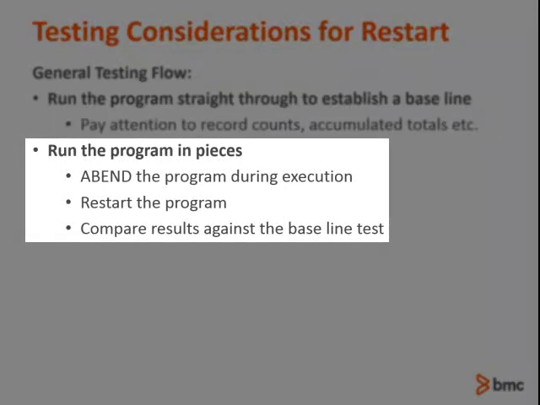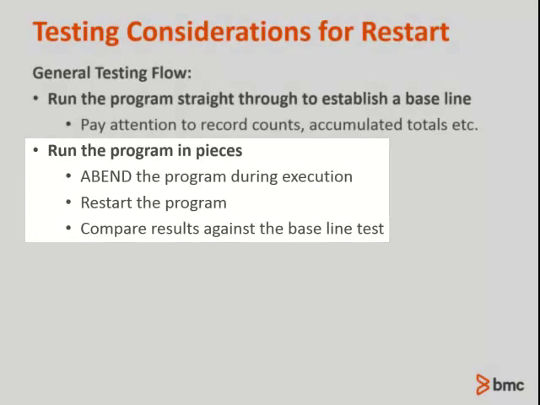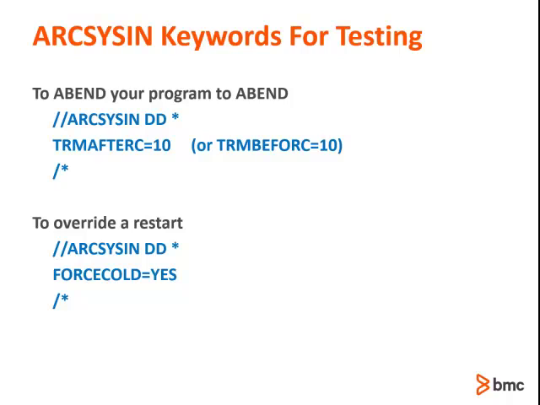The test environment should be reset and the program should be run in pieces. Start the program at the first of the program, abend the program, and then restart the program and let it run to completion. Then, compare the results against those of the baseline test. You will be looking for indications that the total number of records processed are the same and that any accumulated values are the same. The ARC feature, Early Termination, can make it very easy to test the program restartability.